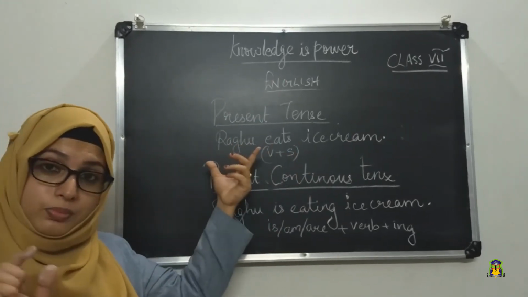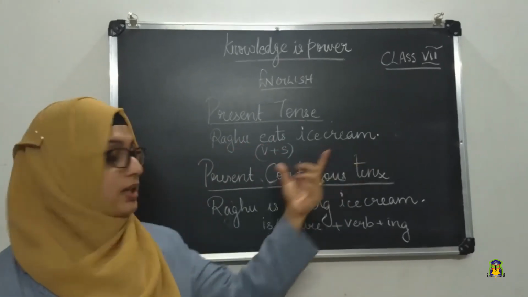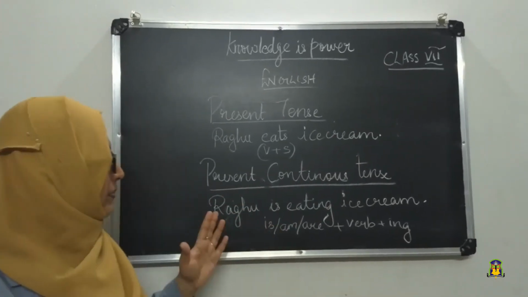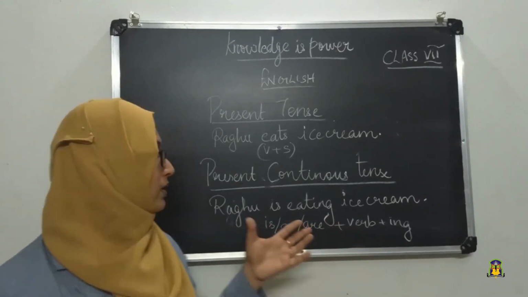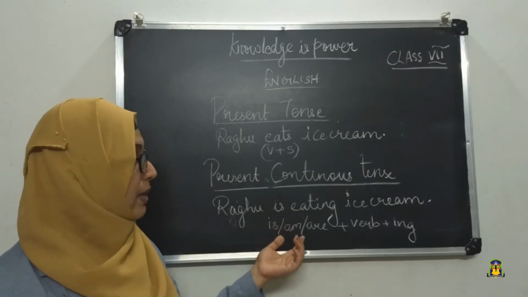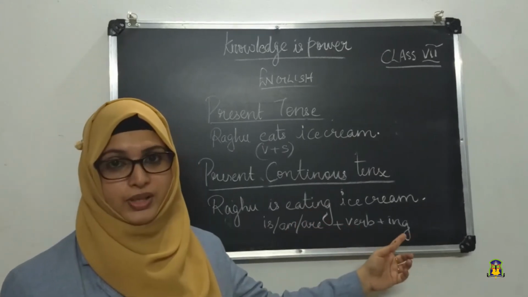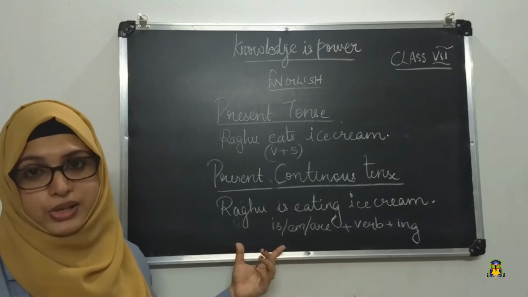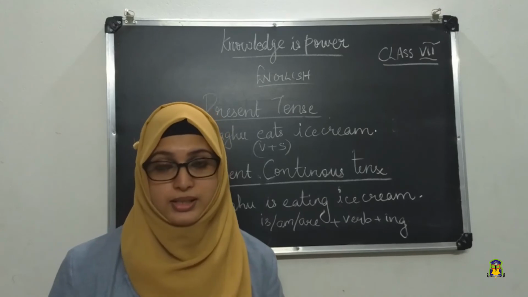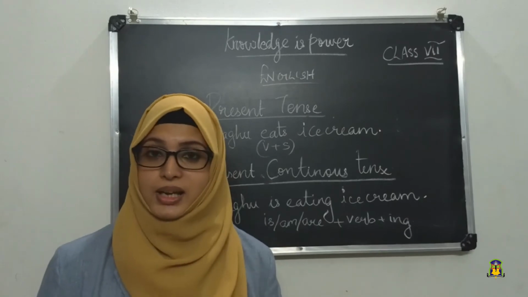If it is plural, only the verb. Subject plus verb plus object. That is the format of simple present tense. But when we come to present continuous tense, "Raghu is eating ice cream." Here you can see we add is, the be verb, is or am or are according to the subject, plus the verb eat plus ing form. So this is the format of present continuous tense and this is the format of simple present tense. There are many rules we need to follow while using these tenses, which we are going to see now.